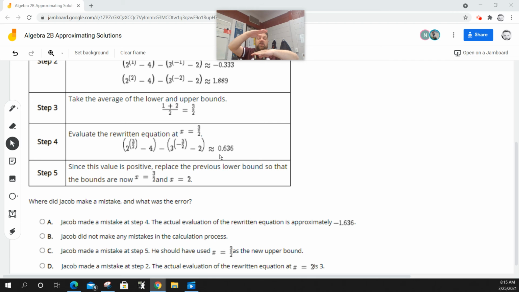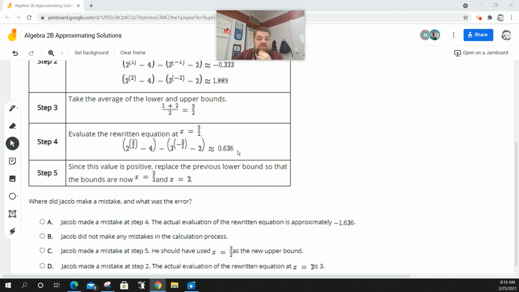When he evaluates it at 1.5 in step 4, he gets 0.636. So 1 and 1.5, 1.5 is still too big because it's positive. So now we're going to try to find something in between 1 and 1.5, which would be 1.25, right? But 1.25 is actually going to be, you would replace 1 plus the 3 halves, okay? So that's where we're at.